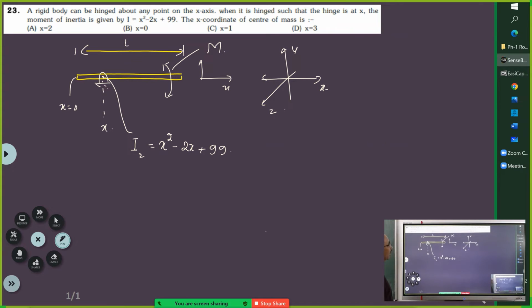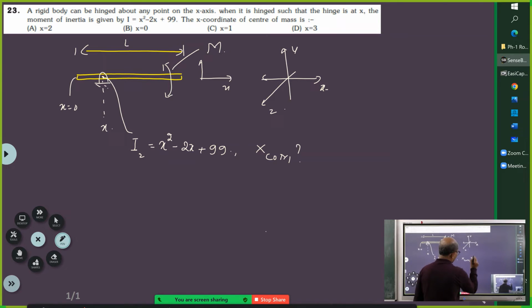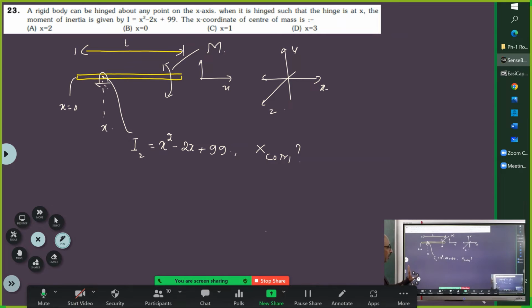Okay, now the x coordinate of the center of mass. So what are they asking us? They are asking us the x coordinate of this, that is what they are asking. So just write the problem at least, and think what is to be done.